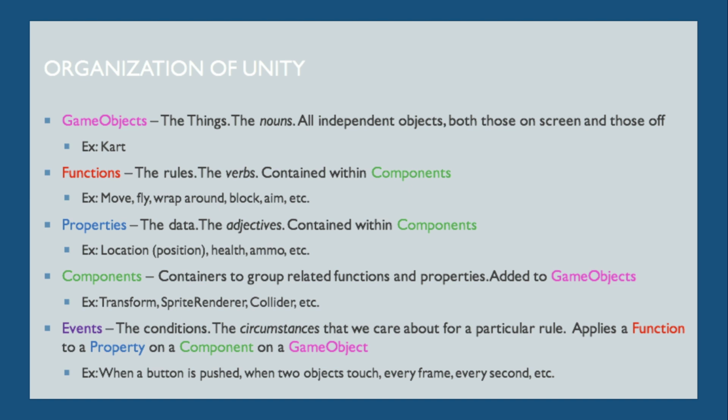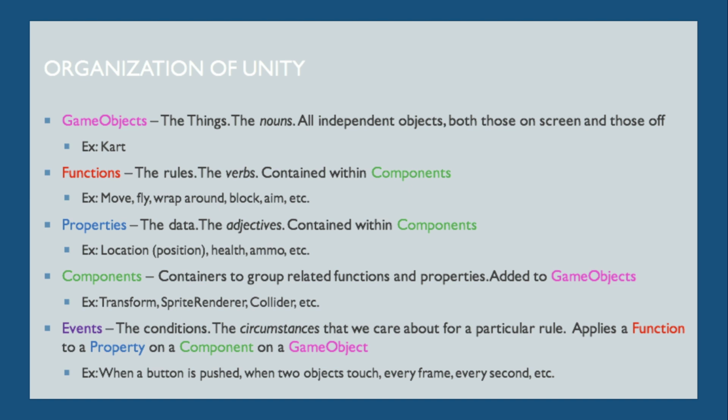And then you have functions that can be performed. The functions are ultimately the rules, the verbs, and they are contained within components that are placed on or associated with the game objects. Okay, so those functions within a component might be things like moving, flying, wrapping around, blocking, aiming, and so on.